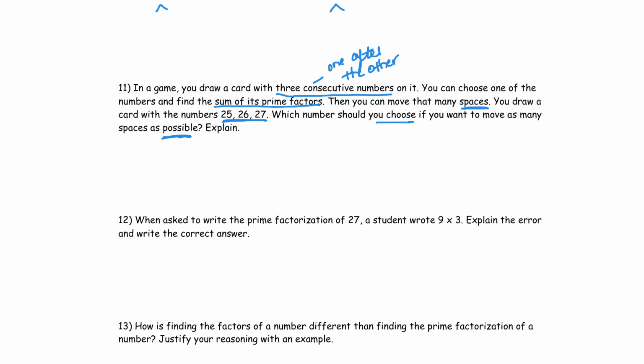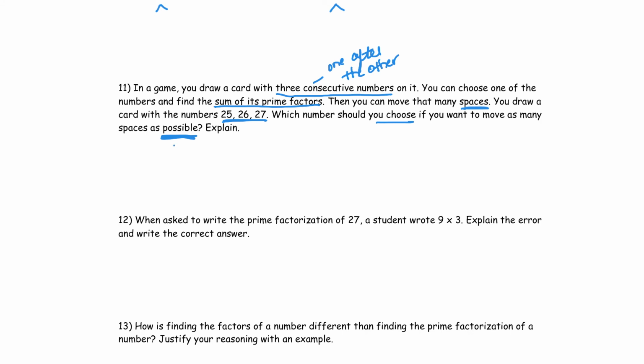Okay, so let's go back again. In a game, you draw a card with three consecutive numbers. So there you go, 25, 26, and 27. You can choose one of the numbers and find the sum of its prime factors. Then you can move that many spaces. So basically, what are they asking? Which number should you choose if you want to move as many places as possible?